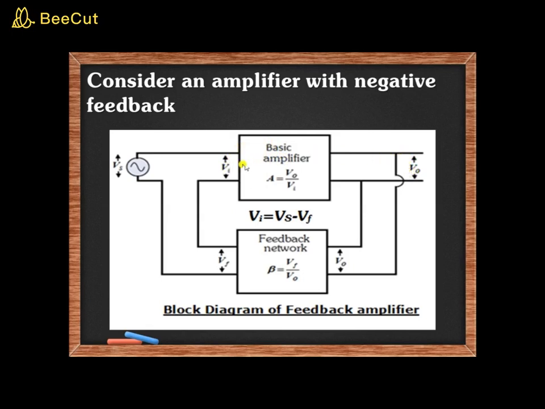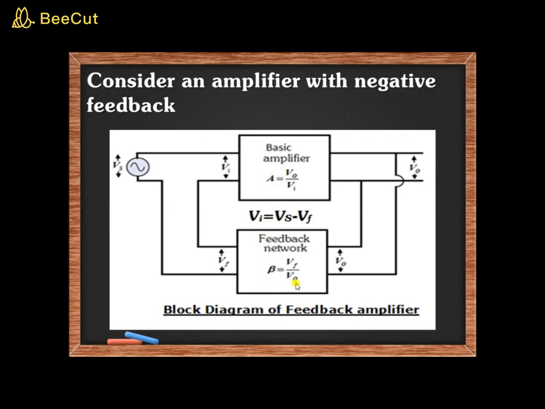Now the question is, from where do we get this Vi? We are going to get this Vi from the source Vs. When no feedback is applied, Vi is equal to Vs, and the gain of an amplifier is given by A is equal to Vo by Vi. But what we are doing is, I am going to apply negative feedback to this amplifier by attaching this feedback network to this amplifier.